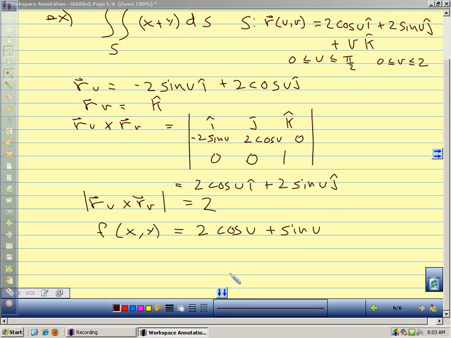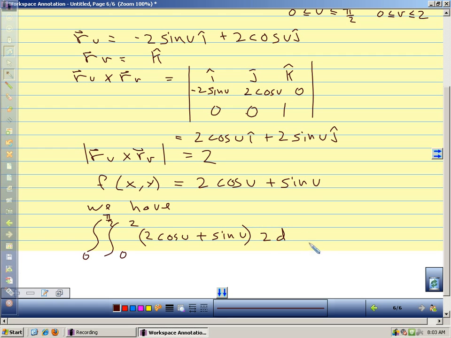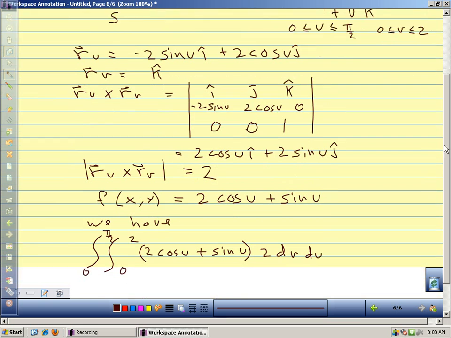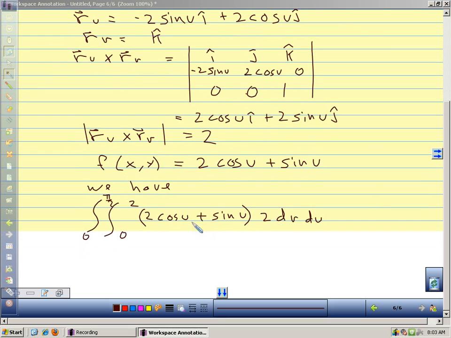So now we're ready to take our double integral, our surface integral. I'm going to do 0 to pi over 2 here, and 0 to 2. We have 2 cosine u plus 2 sine u times 2, and our order here is dv du. Because they give us a nice region here, it's not varying between any functions, so the order doesn't change our integral. And we evaluate this out. Another easy integral to evaluate, that comes out to be 16.